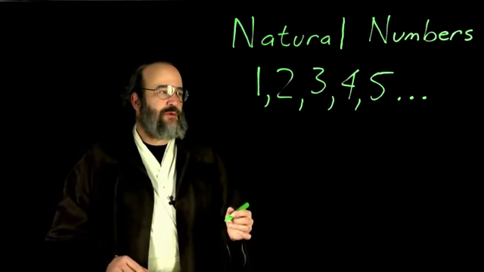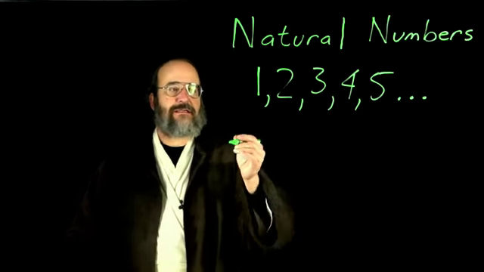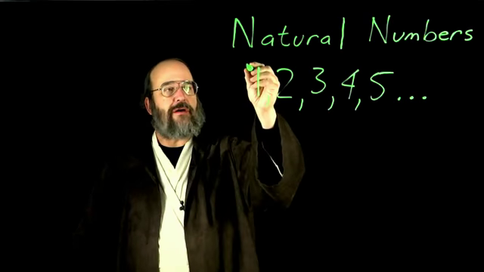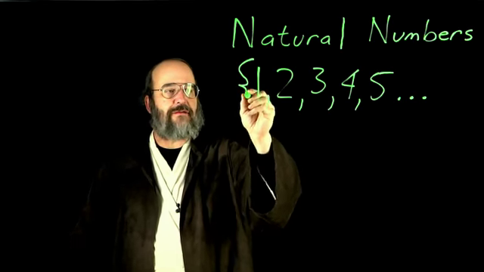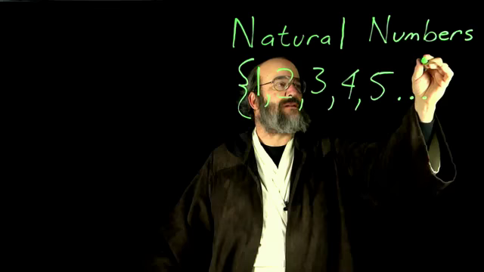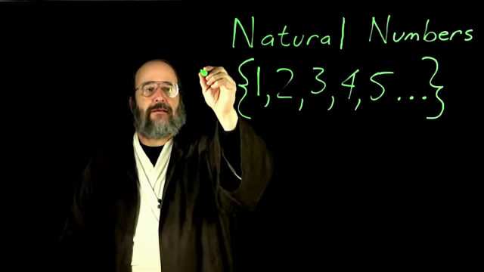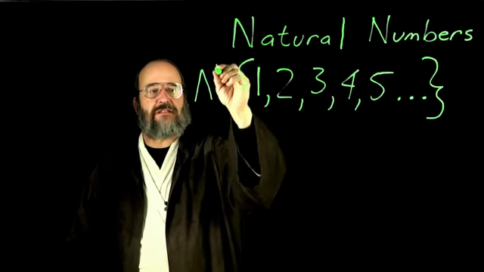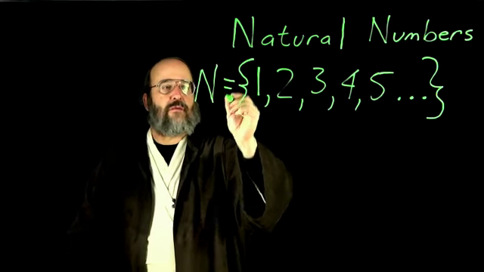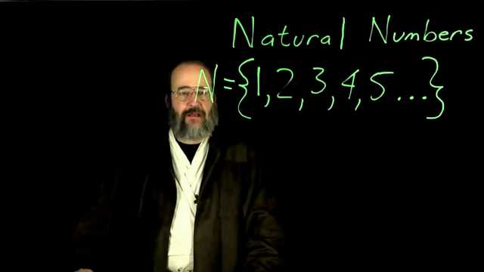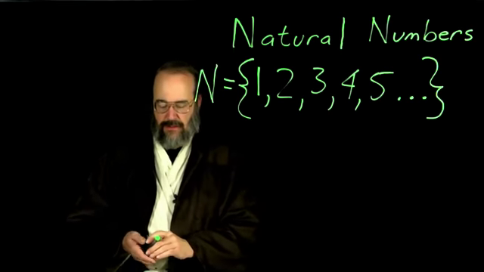We can put these in a math sense by saying these all belong in a set. To show set notation, we just put these little braces on there. Then we can say that N is our set, and N represents the set of natural numbers.